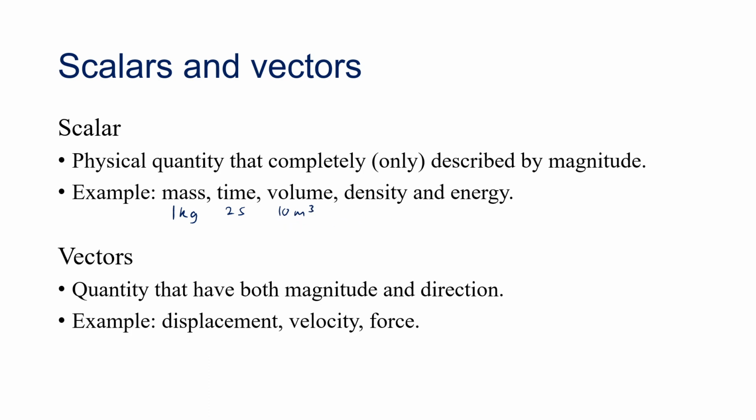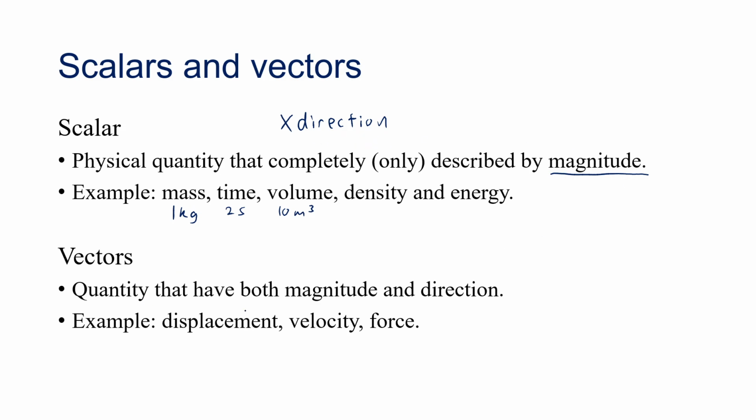Now you can see here the value we assign to it is just the magnitude. We have no way to define a direction to it. The key difference between the scalar and the vector is given by this direction, right? The scalar does not have a direction. This is the key difference.